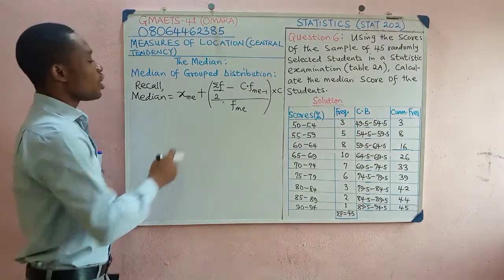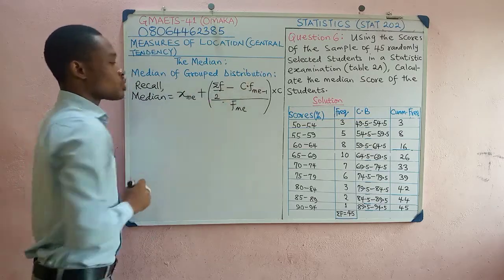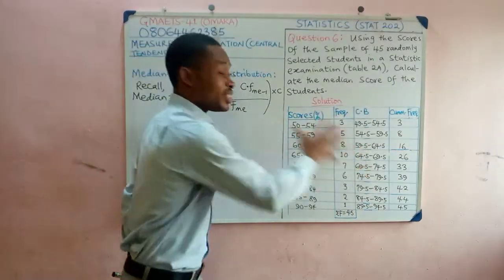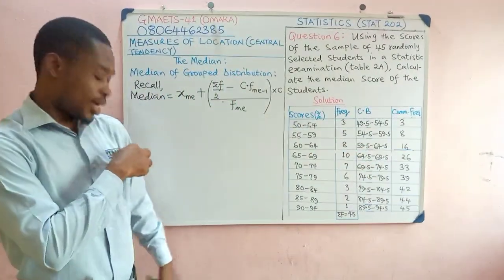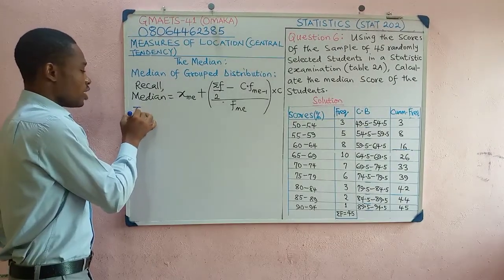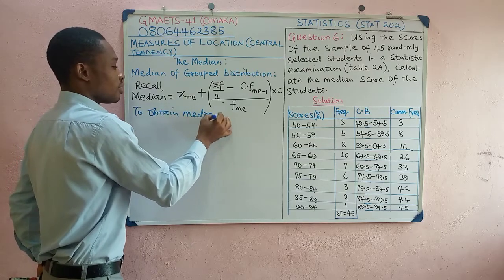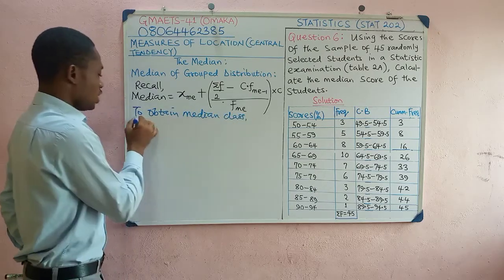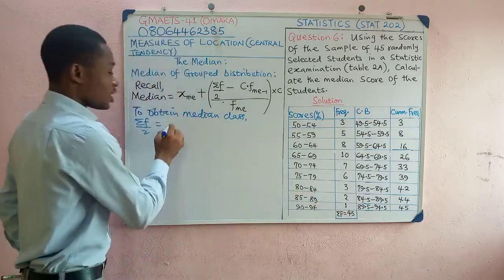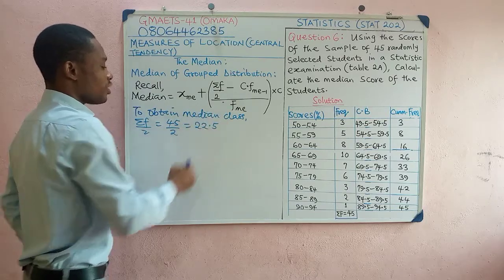Good. How do we obtain the values for these parameters we have here in the formula? We have to go and determine the median class from this table first. So how do we get the median class? Because we know that we need summation f over 2, and summation f, the frequencies added together, is 45, divided by 2 is 22.5.